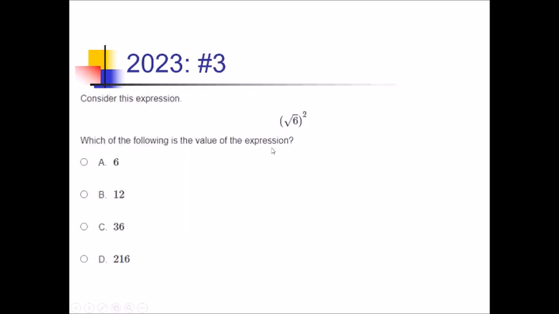For this problem, we're given the square root of 6, and we're squaring that. We want to know what the value of the expression is. So just in general, square and square root undo each other. So canceling out those things, we should just end up with a 6. Now, another way to think about this, and that was choice A, is the square root of 6 times itself would be the square root of 36, and the square root of 36 is still 6.